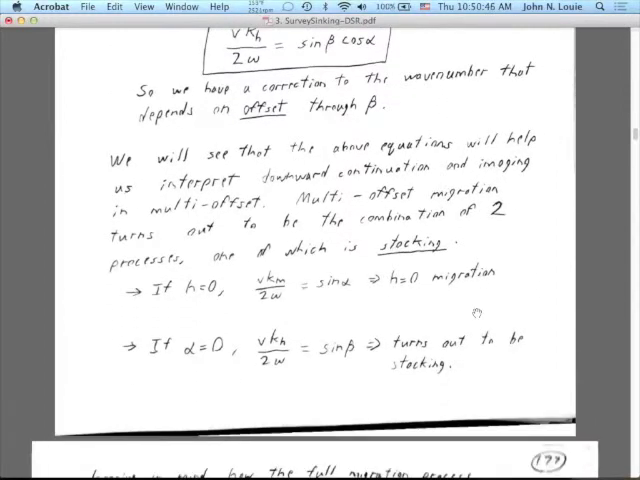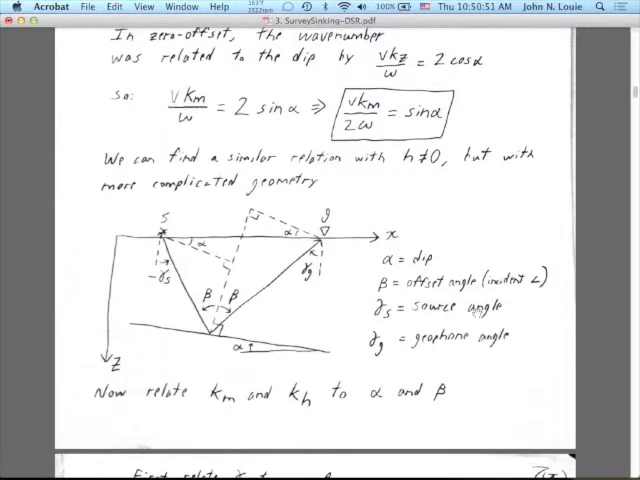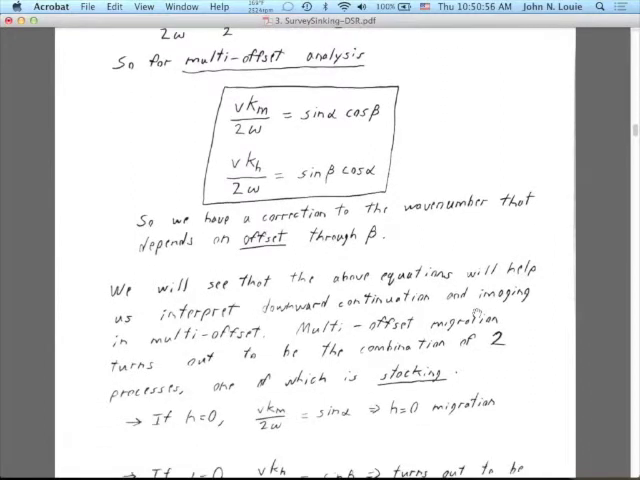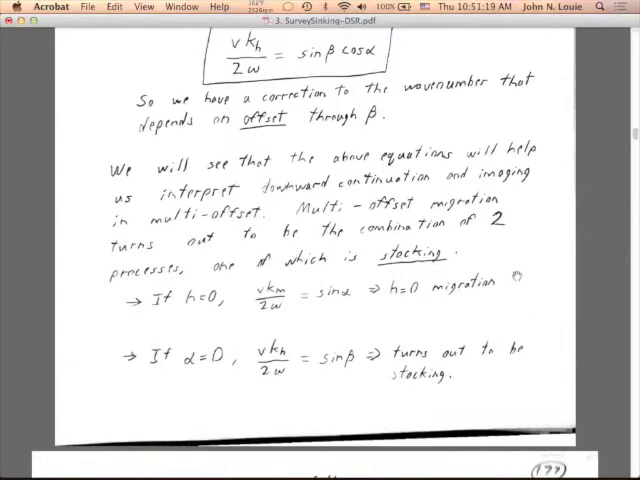So this Clayton geometry analysis really explains to us where we're getting the data on the dip now, and you can see that for multi-offset data, it's buried in the slopes in our data, both in the midpoint direction and in the offset, the h direction. So these equations help us interpret downward continuation and imaging in multi-offset.